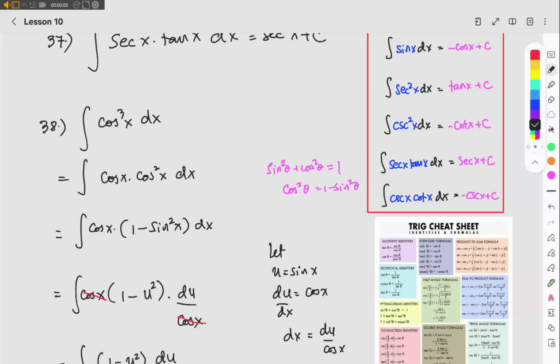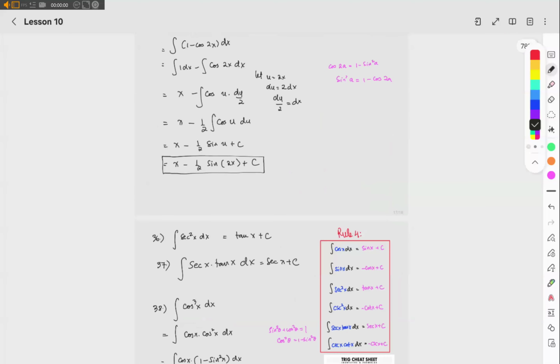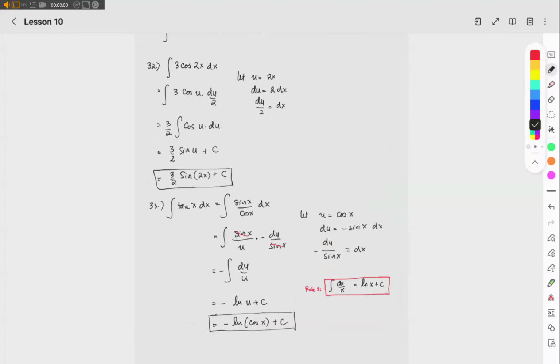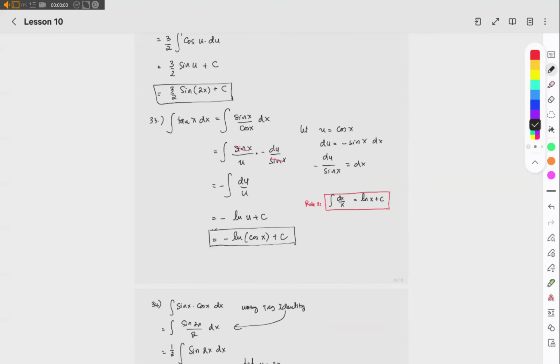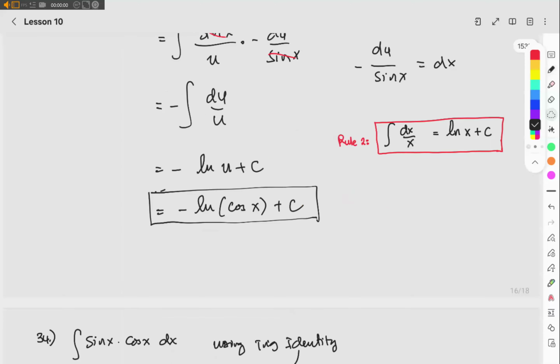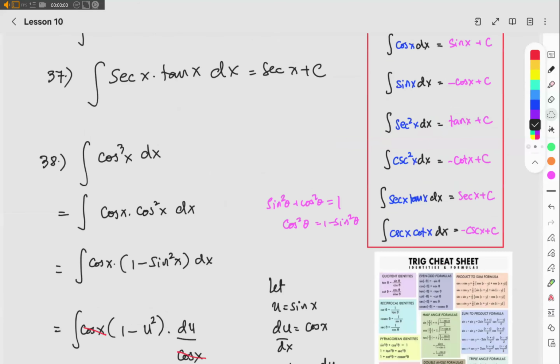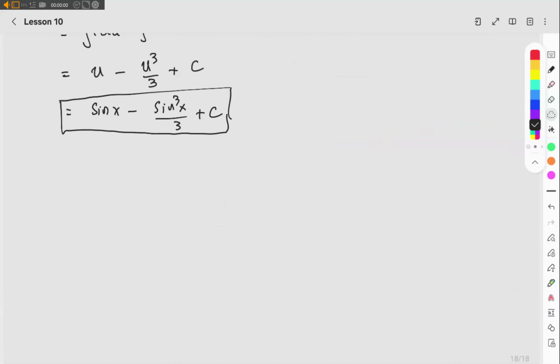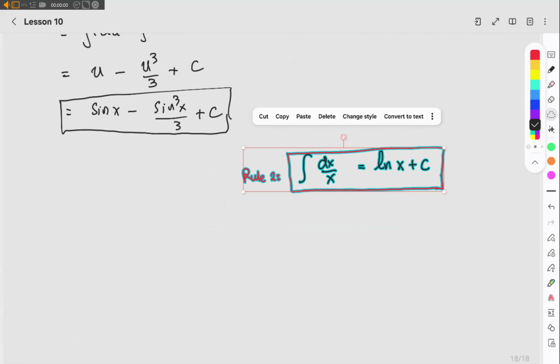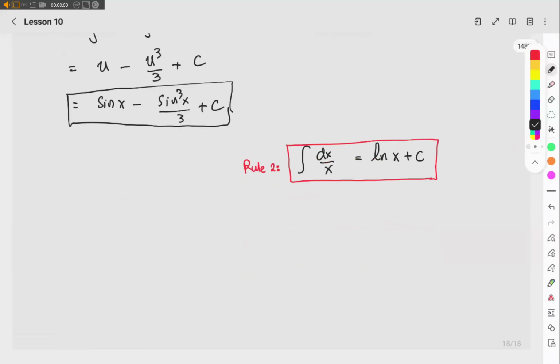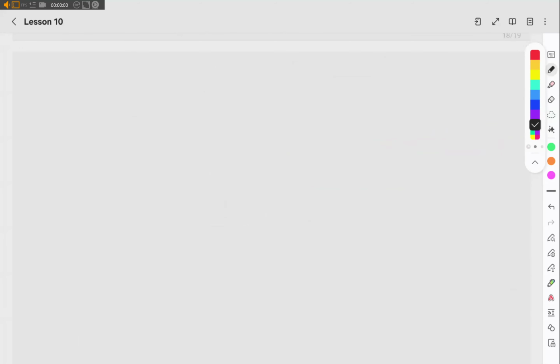All right, so you know already that from rule number 2, this rule number 2 is very, very important, actually. From rule number 2, when you have a derivative on the top and the thing is on the bottom, then you just take the ln of that. So don't forget that.